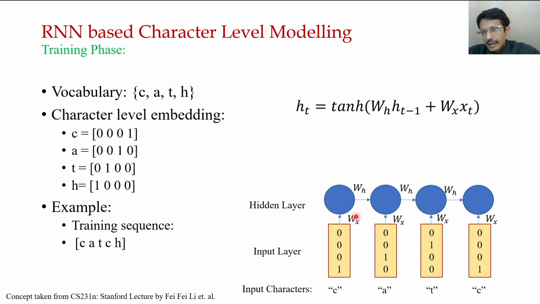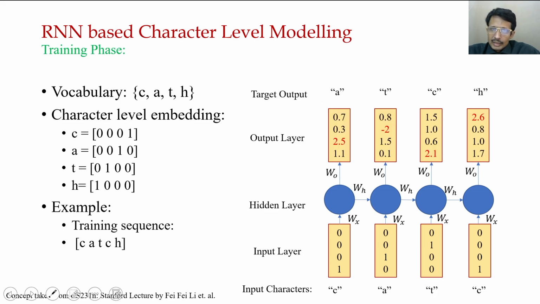XT is this. What is multiplied with WX? We get this. So W_H times H_(t-1) plus W_X times X_t. And we put a tanh nonlinearity over there to get H_t. So here we can get this.